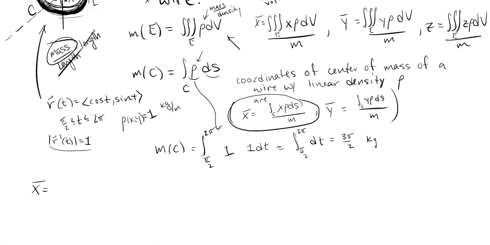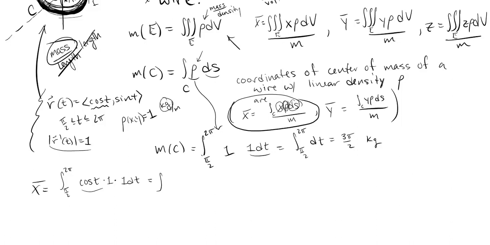We already know the mass here is 3 pi halves kilograms, same as the units we used here. And x bar is going to be the line integral around this same curve. So all our setup here remains the same. Still pi halves to 2 pi. But now we're integrating x times the density ds. Well, x on our curve equals cosine t. The density rho we already said is 1. And ds we saw is also 1 dt. That was this guy before. So we just put that x value in there. And now if we integrate, let's see what we get.